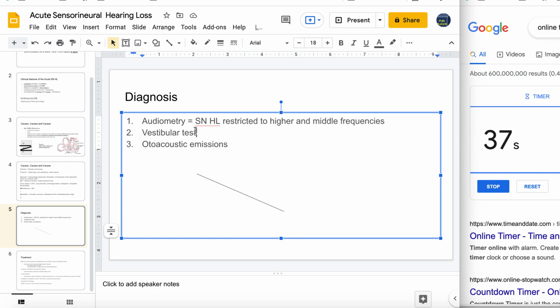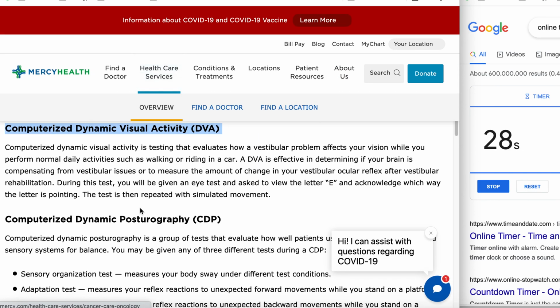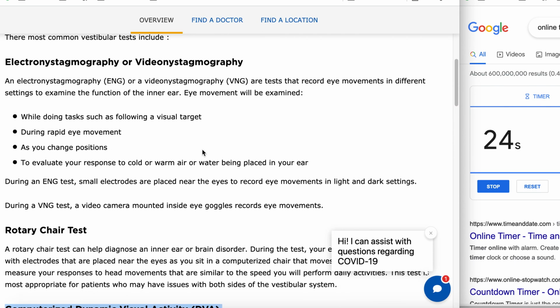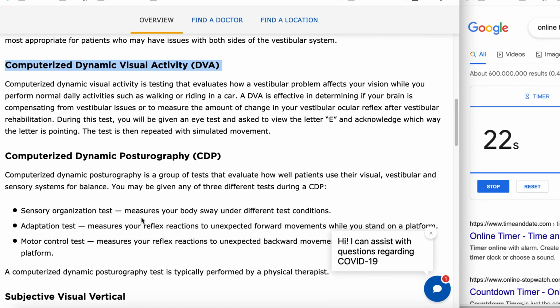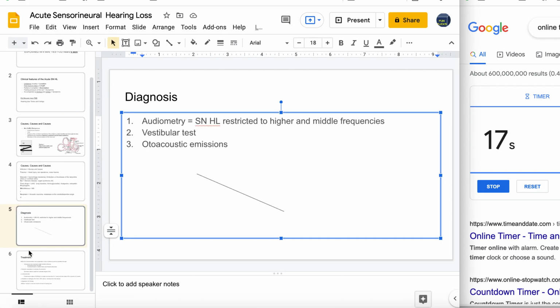Vestibular tests, there are many vestibular tests, such as a rotating chair test. They can also be evoked potentials, myogenic potentials test. I have a website over here that kind of covers it all, such as electronystagmography, videonystagmography, rotary chair test, computerized dynamic posturography, dynamic visual acuity, and then the treatment.